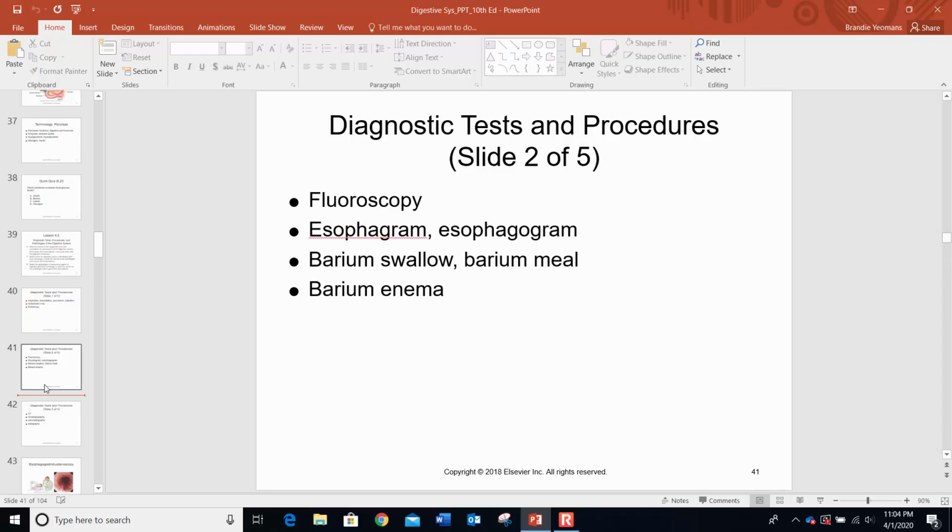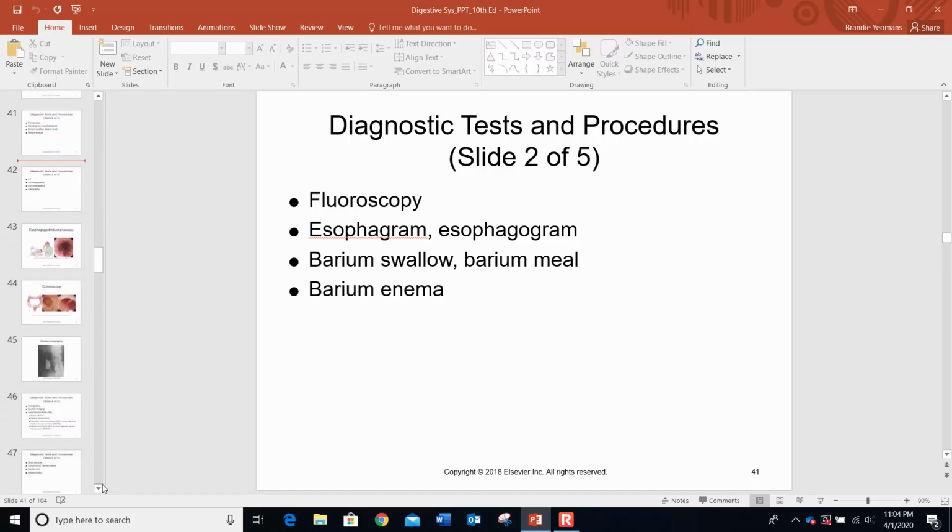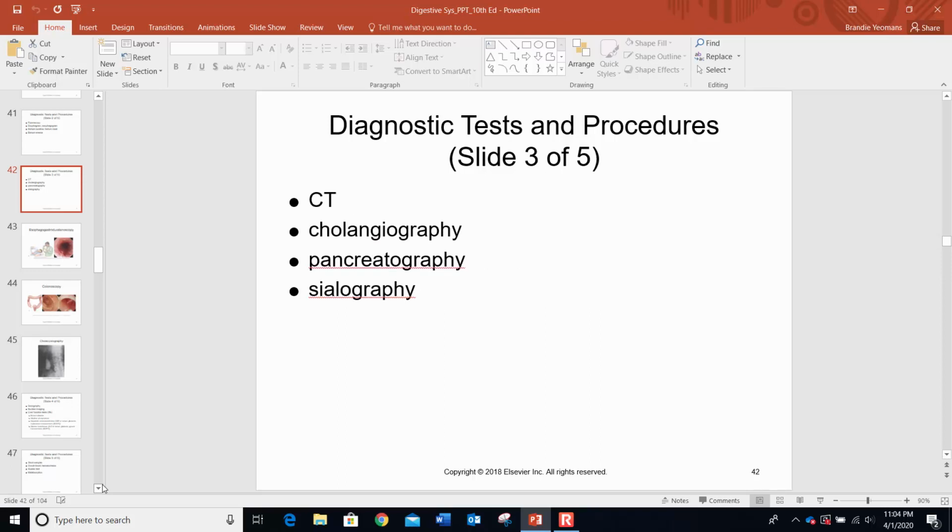There's also fluoroscopy, where we're introducing a contrast medium to help us see with an x-ray what everything looks like within our digestive tract. And it's really, really cool because you can see a lot of really cool things once you introduce that contrast medium, and that's included with fluoroscopy, esophagograms, barium swallows, even a barium enema. There's also computed tomography, which is CT, what we typically say is a CAT scan.